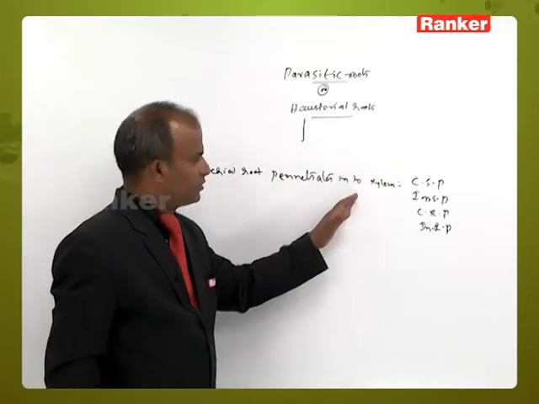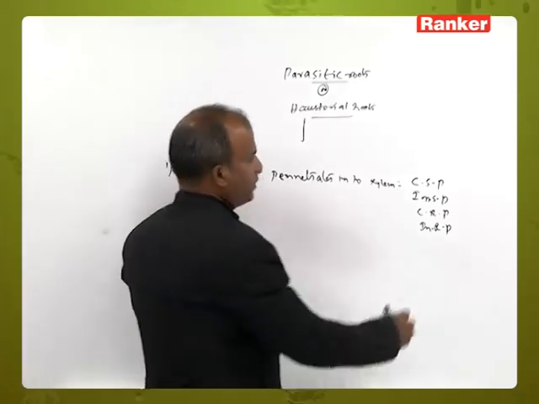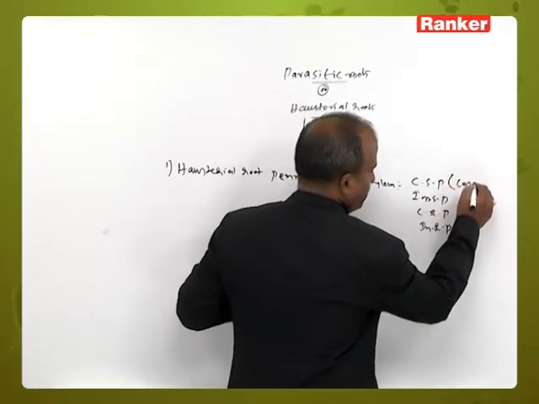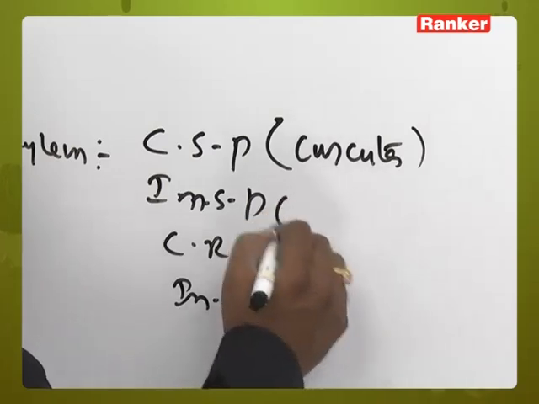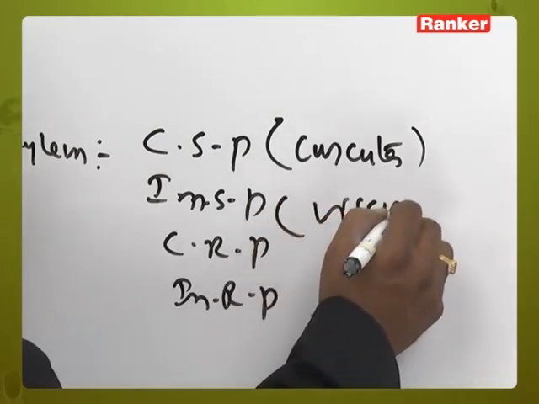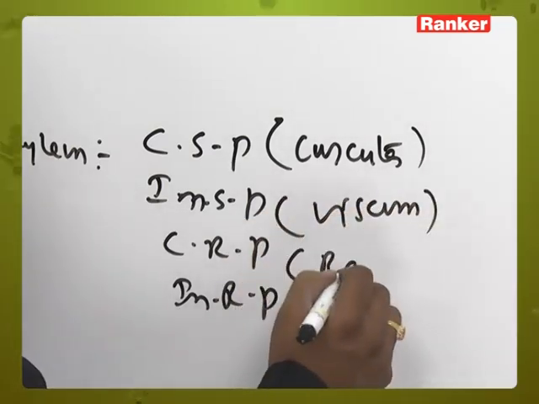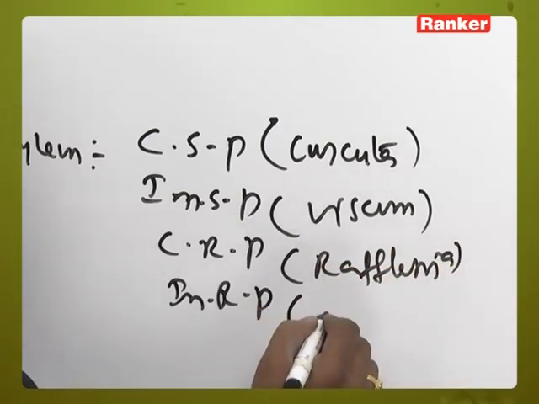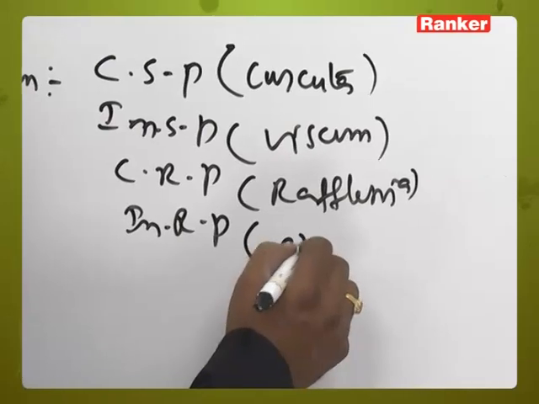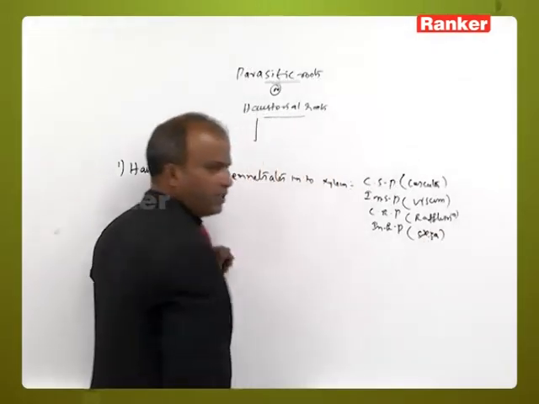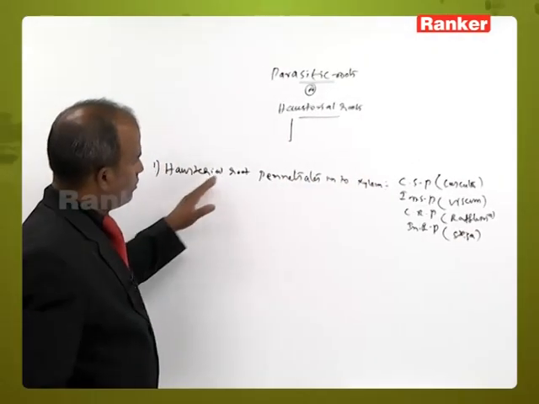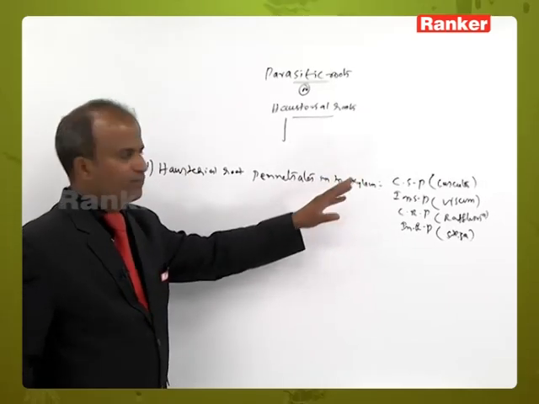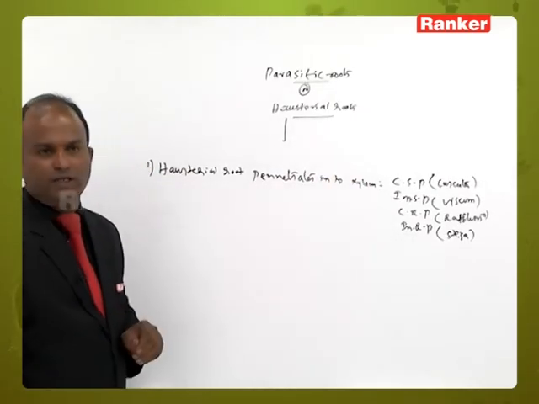Complete stem parasite is Cuscuta. Incomplete stem parasite is Viscum. Complete root parasite is Rafflesia. And incomplete root parasite is Striga. So, haustorial roots penetrate into xylem: all these four examples come under it.